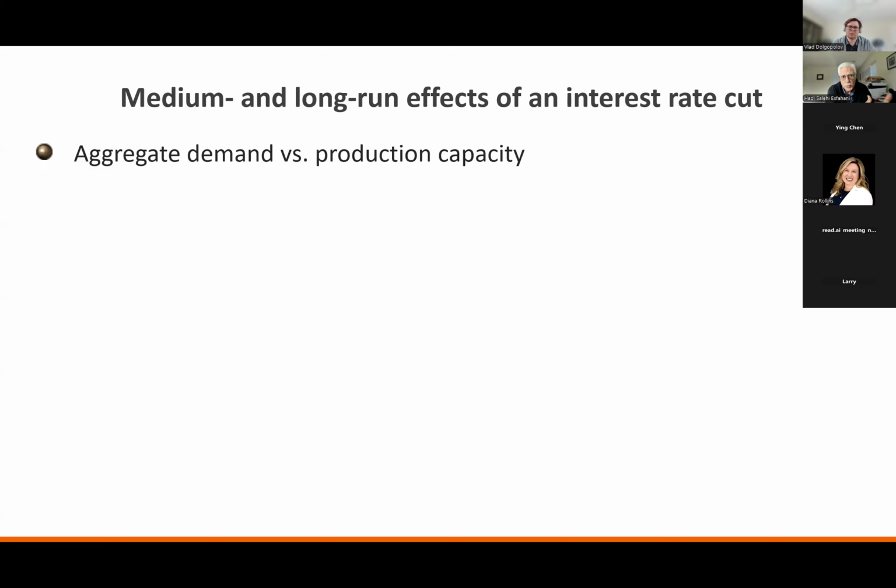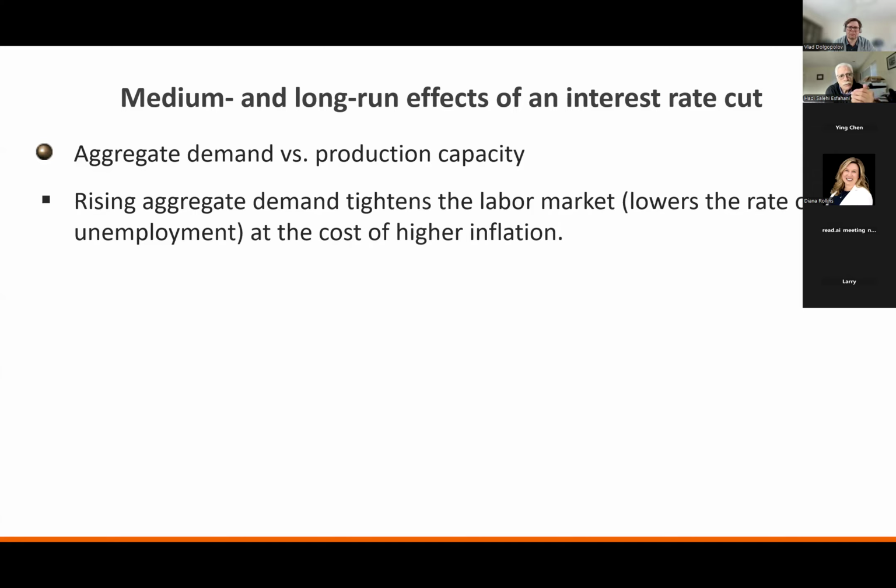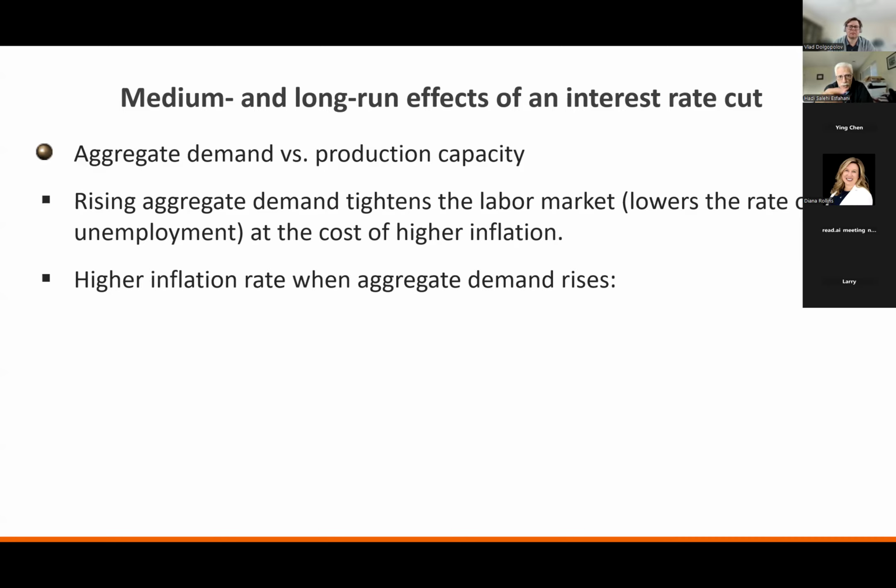Inflation will go down and prices may also go down if aggregate demand is too low compared to production capacity. That needs to be taken into account. So if there is an interest rate cut in this situation, it eventually tightens the market for inputs and labor and lowers unemployment rates, and rising aggregate demand increases capacity utilization, and this leads to higher costs and higher inflation in the medium and long run.